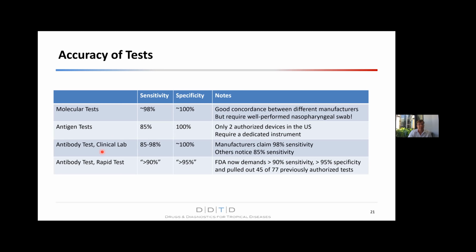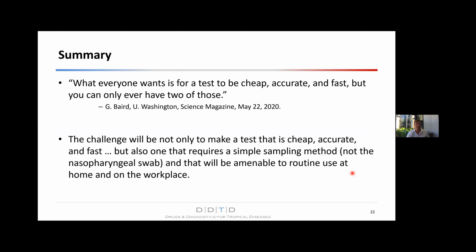There are the antibody tests that can be run in a clinical lab. And this is interesting. For instance, some manufacturers claim 98% sensitivity, but when these tests are actually cross-examined by other groups, these other groups find closer to 85% sensitivity. Specificity is pretty high. And finally, there are the rapid tests, the portable ones, where the FDA now demands greater than 90% sensitivity and greater than 95% specificity. And as I mentioned, it pulled out 45 of the 77 previously authorized tests.